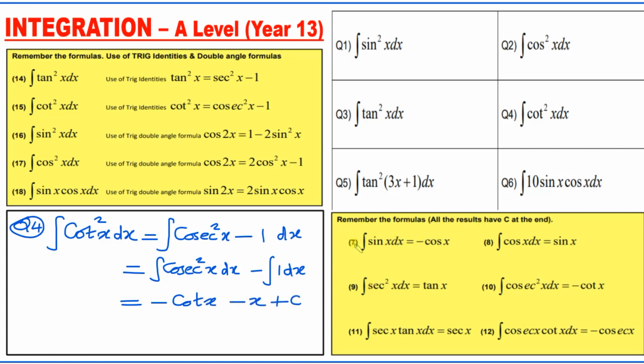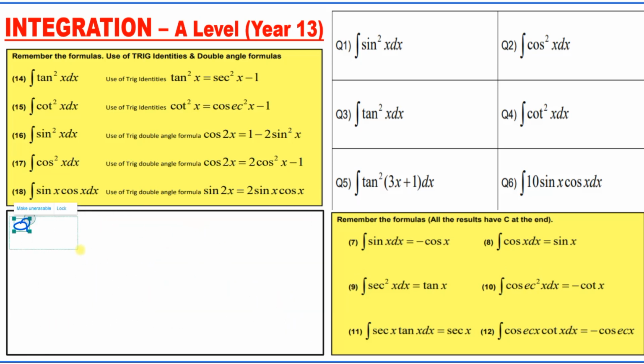The formulas for pattern number 7 to 12 will be given to you in the formula book during your exam, so you don't need to remember those. But if you can memorize them or keep in practice with them, you can do the question more quickly.